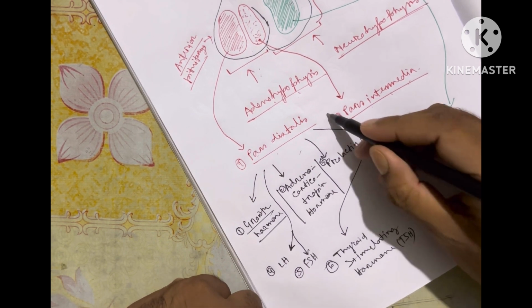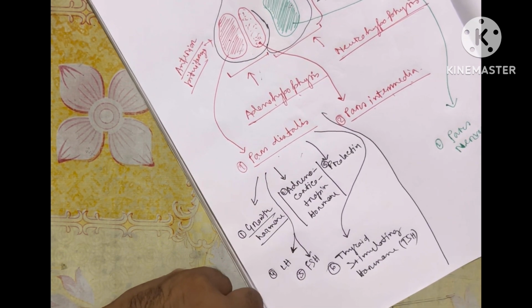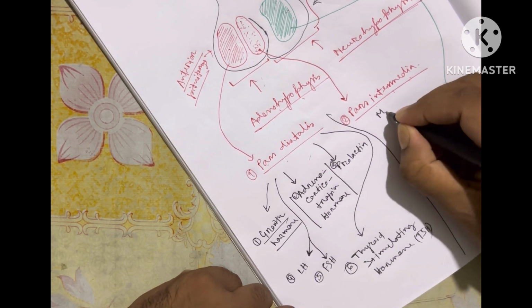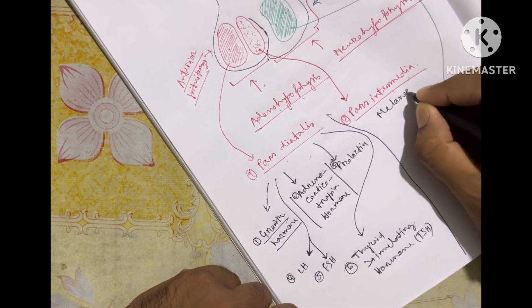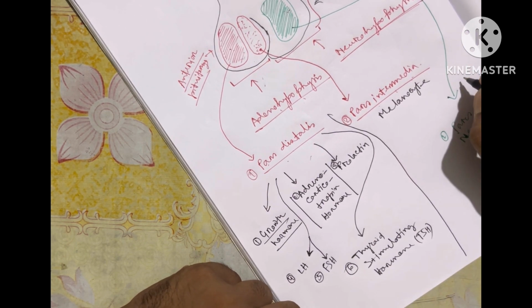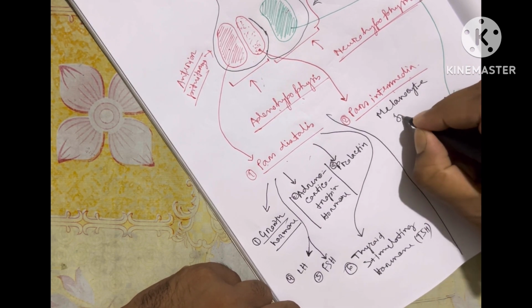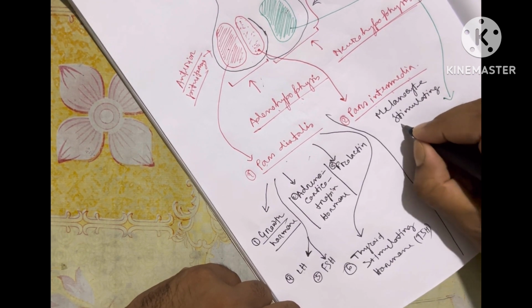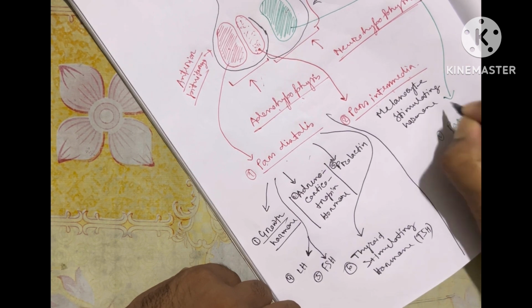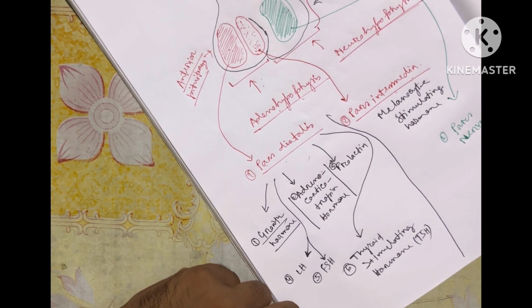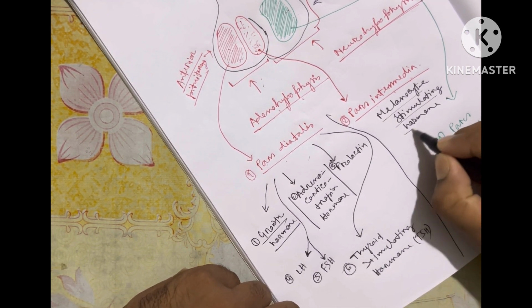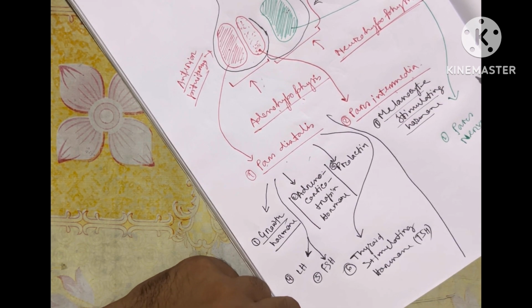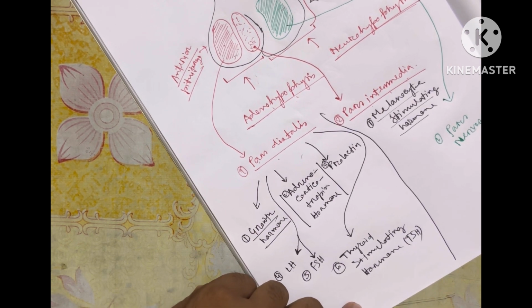What is the role of the second one, pars intermedia? Pars intermedia will secrete one hormone which is called the melanocyte stimulating hormone. So it is called a melanocyte stimulating hormone. Only one hormone it will secrete, our pars intermedia.